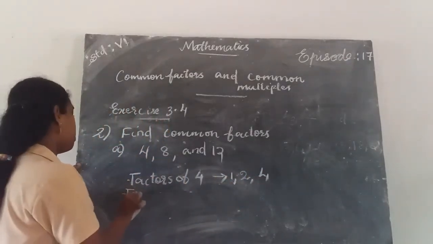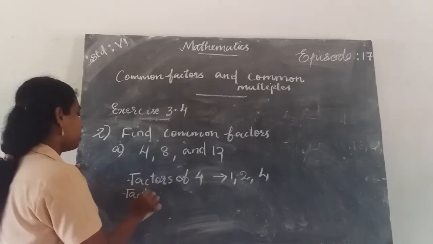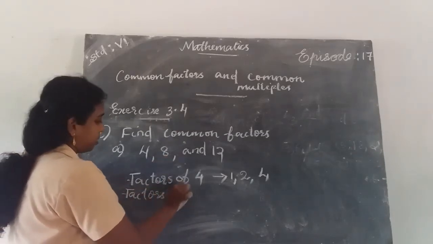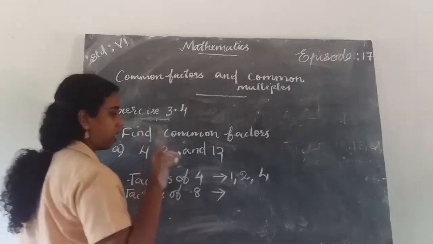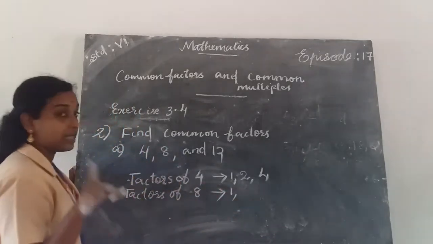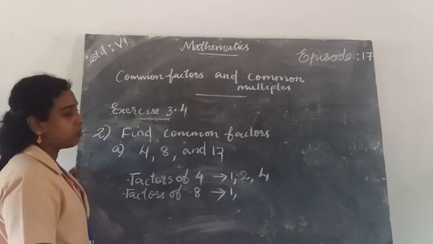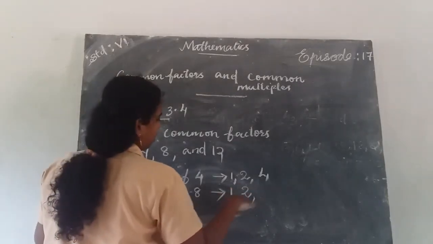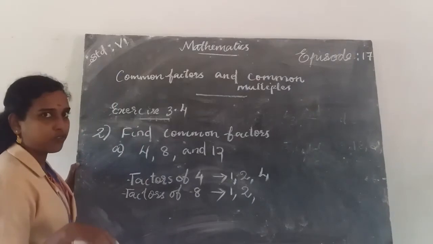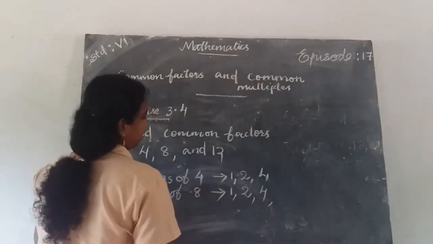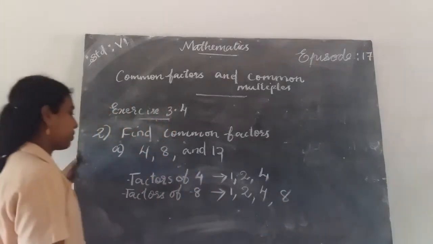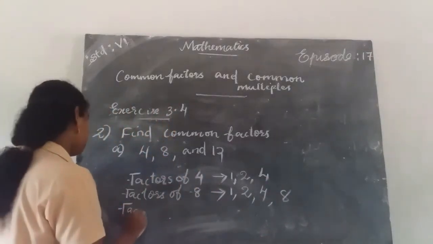Then find the factors of the next number, which is 8. Factors of 8. Okay. So 8 comes under the table of 1. Then it is an even number, so it comes under the table of 2. Then it is not in the table of 3. Then the table of 4. Then next in the table of 8.